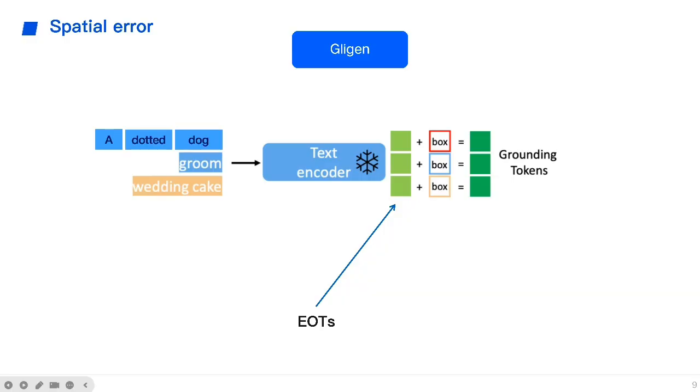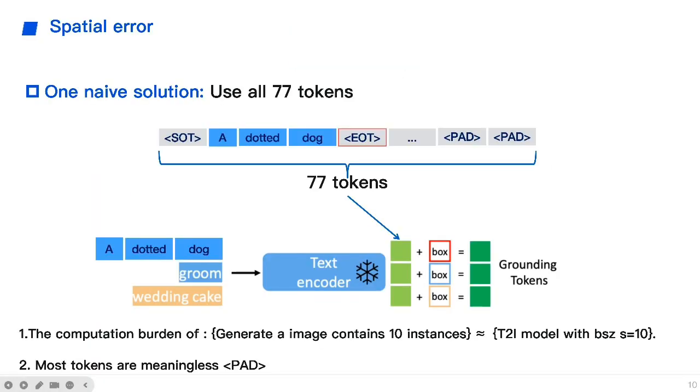As a result, relying solely on the EOT token for instance encoding inevitably leads to the loss of important visual attributes, such as color, shape, and texture. A straightforward, or rather naive, solution would be to replace the EOT token with all 77 text encoder tokens from the original prompt. While this might seem reasonable at first, it introduces a serious practical problem.